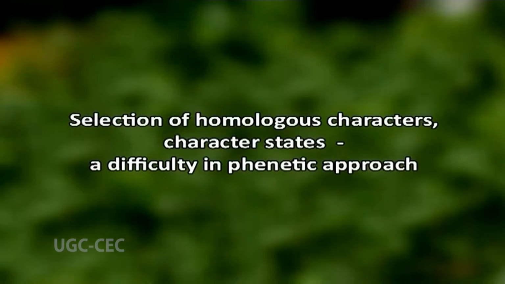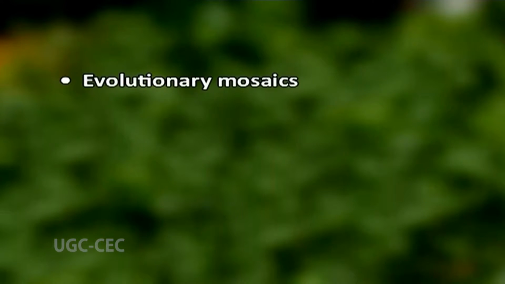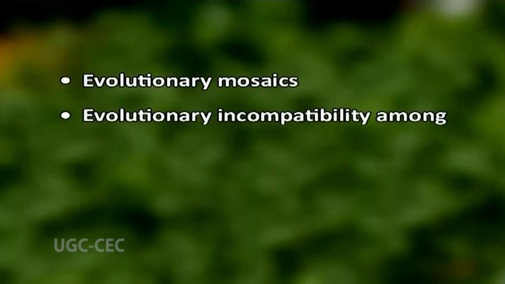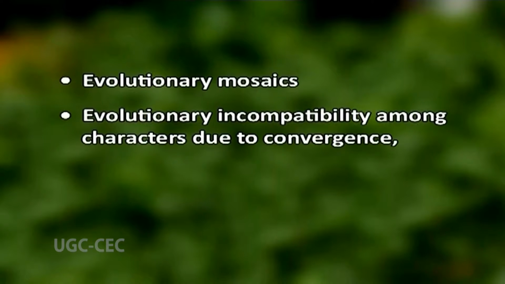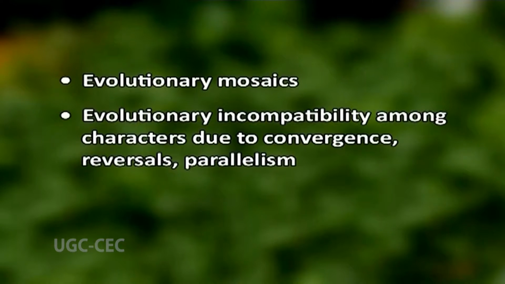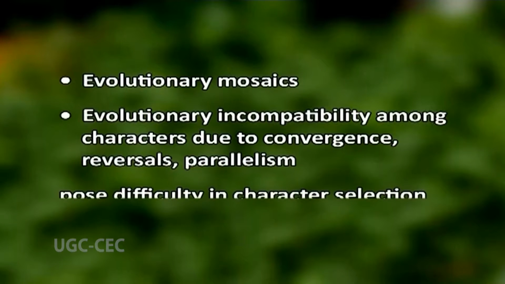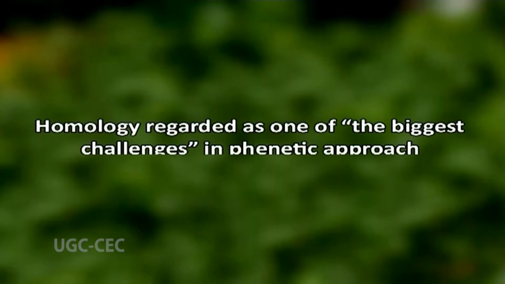As to any other approach, selection of characters and character states which are homologous is a difficulty in a phenetic approach. Evolutionary mosaics, where different organs evolve at different rates, and evolutionary incompatibility among characters which arises due to convergence, reversals and parallelism also pose a difficulty in character selection. Thus, homology is regarded as one of the biggest challenges in phenetic approach.